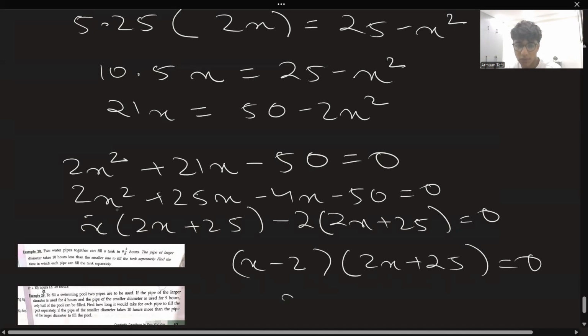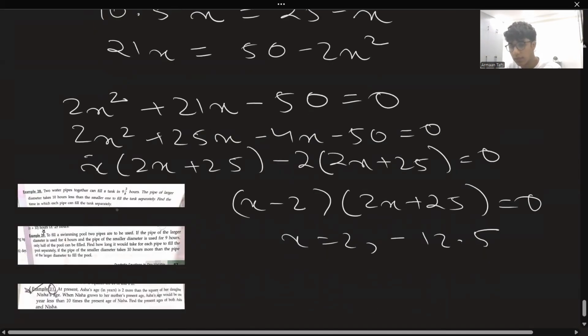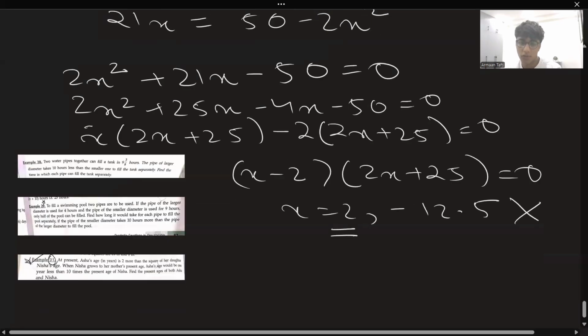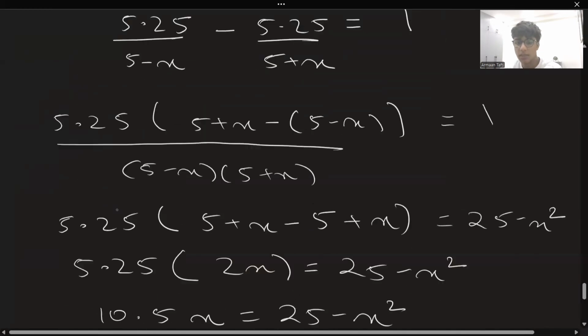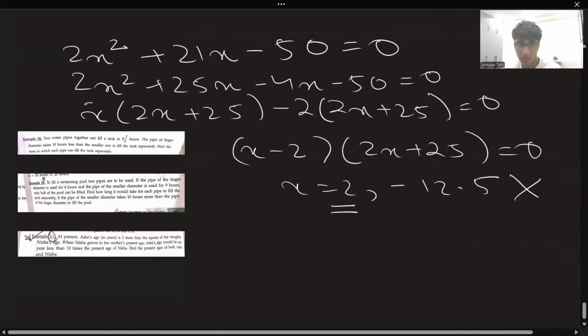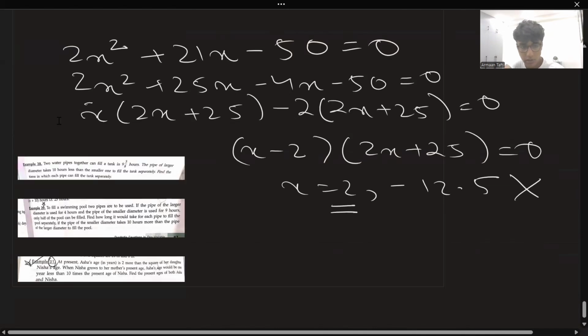Once again, you get one positive root and one negative root. And once again, we can ignore the negative root because speed is always positive. So our x is equal to 2. So the speed of the stream, which is what we had to find, is 2 kilometers per hour. Okay, so I think let's move everything a bit down now.